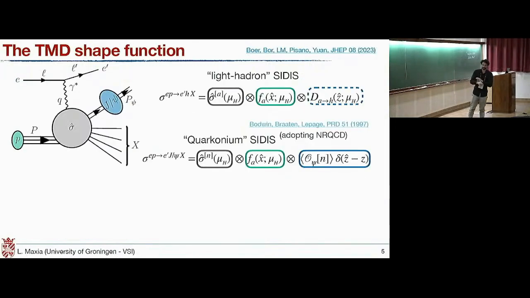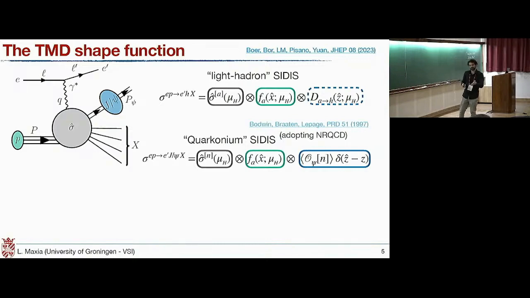Okay, now let me introduce the TMD shape function by a very simple analogy. So you are studying semi-inclusive deep inelastic scattering. I call it like hadron production. So you are studying, for example, a pion in the final state, and the cross-section is described in such a way. So you have the hard amplitude, then you have some non-perturbative part for the initial state, so the TMD PDF, for example, and then you have something for the final state, in particular a fragmentation function.